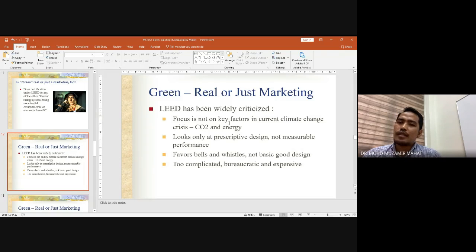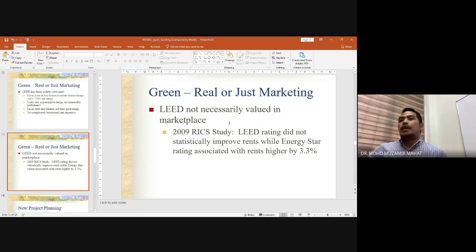The last point is actually kind of sensible, knowing that it is expensive, because anything that we introduce, although it is good, requires a lot of money to develop. So everyone has to realize the compensation that they have to give when they are introducing something new to us. LEED is not necessarily valued in the marketplace. This is their challenge.